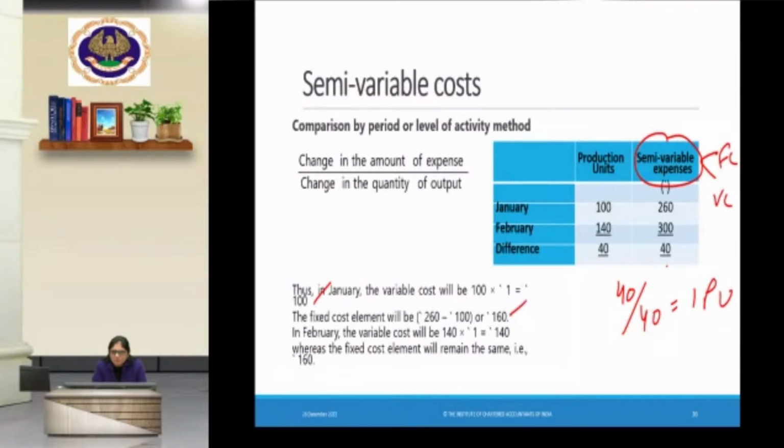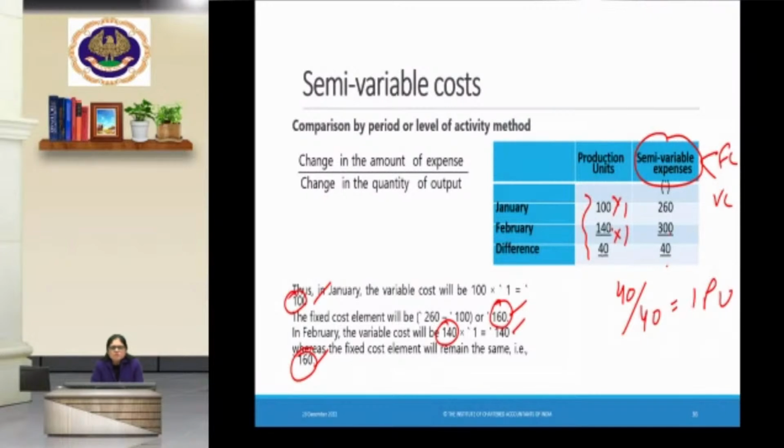Similarly, if I calculate the same for February also, units are 140, variable cost is 1 per unit. So the variable cost will be 140. 140 is variable cost out of 300, so 160 has to be fixed cost. So see, fixed cost remains the same: 160 in January and 160 in February. Fixed cost will not change with the change in the output, but variable cost changes. So for January, the variable cost is 100. For February, the variable cost is 140 because it's 1 per unit.